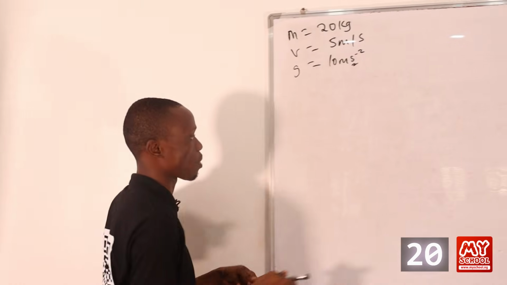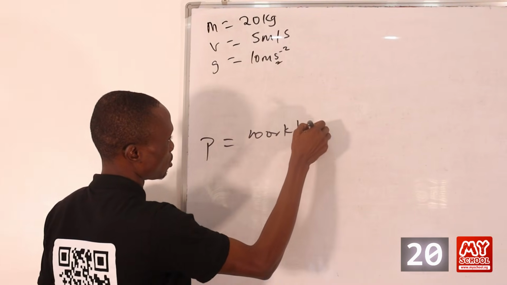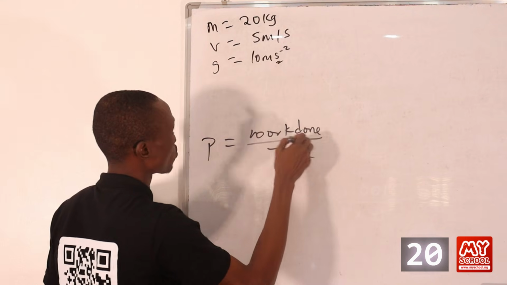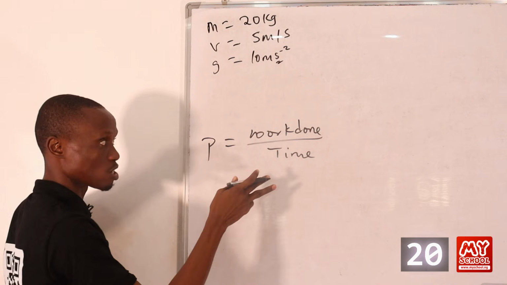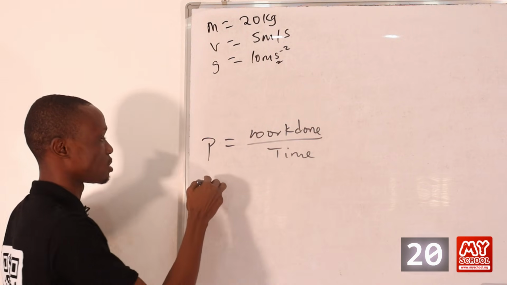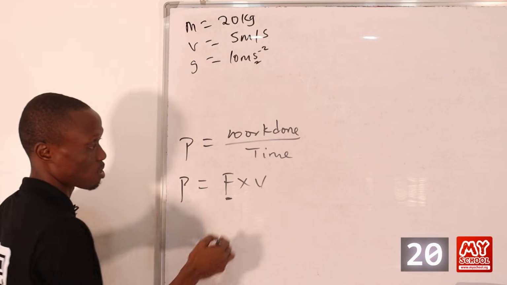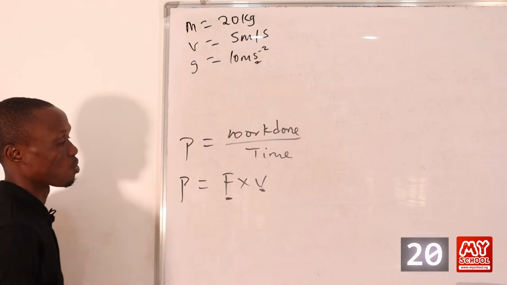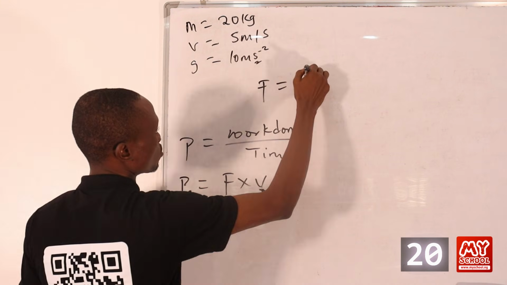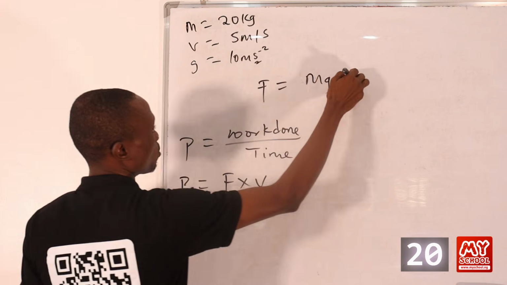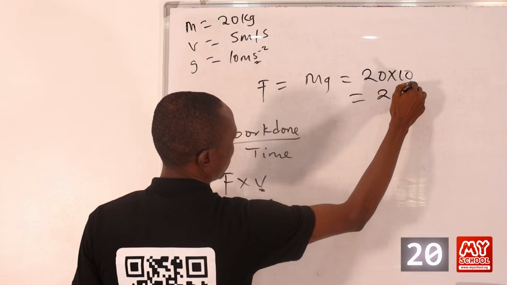Since we are calculating for power, we know that power is equal to work done over time, right? But in this question, there is no work done, so we use the other formula for calculating power, which is power is equal to F times V, where F stands for force and V stands for velocity, right? To get our force, F will be equal to mg, and that will be 20 times 10. This will be equal to 200 Newton.